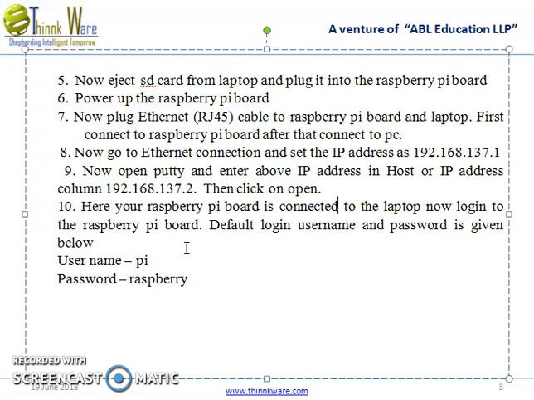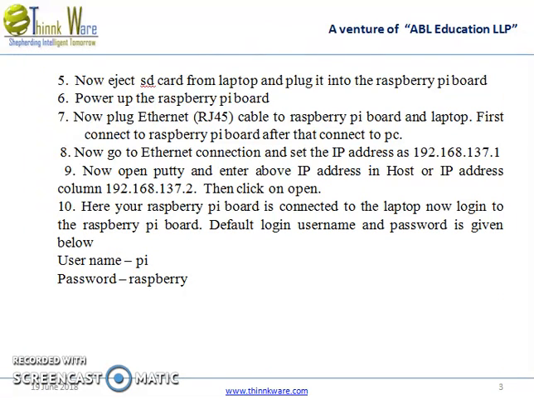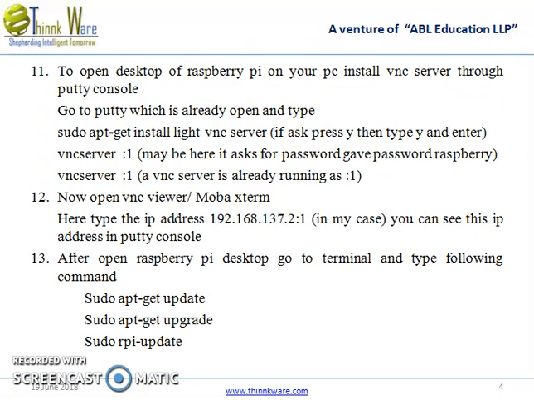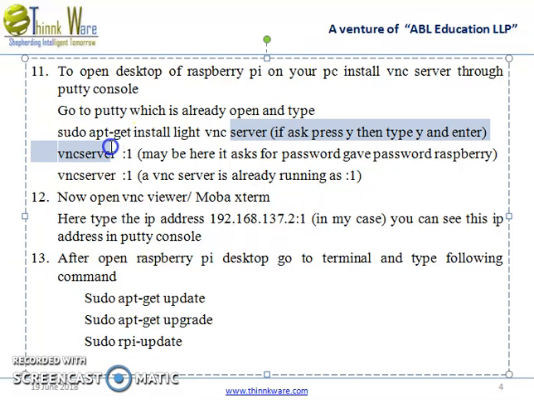Now log into the Raspberry Pi board using the login username and password given below. To open the desktop of Raspberry Pi on your PC, install VNC server through the PuTTY console. Go to PuTTY, which is already open, and type sudo apt-get install tightvncserver. If asked, press Y and enter. Maybe here it asks for a password, give the password raspberry.